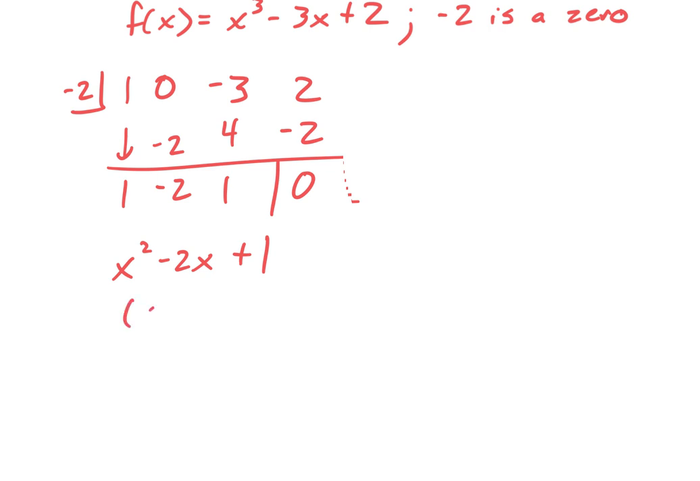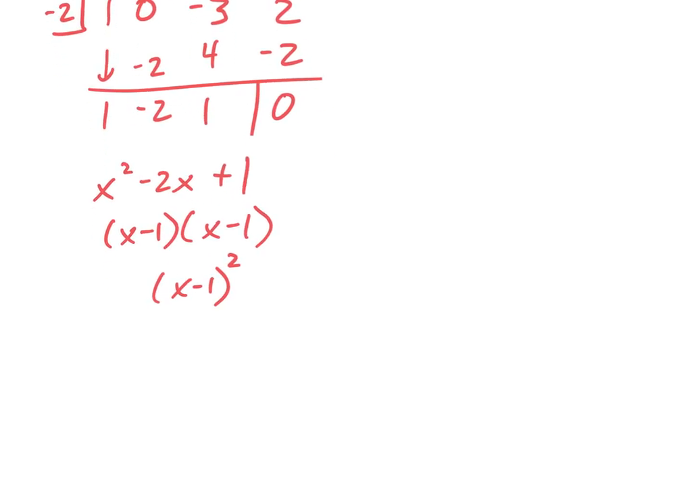But on this one, what would multiply to get 1 and add to get negative 2? Good. x minus 1 and x minus 1. Or we could write that as x minus 1 squared, which is really x equals 1.